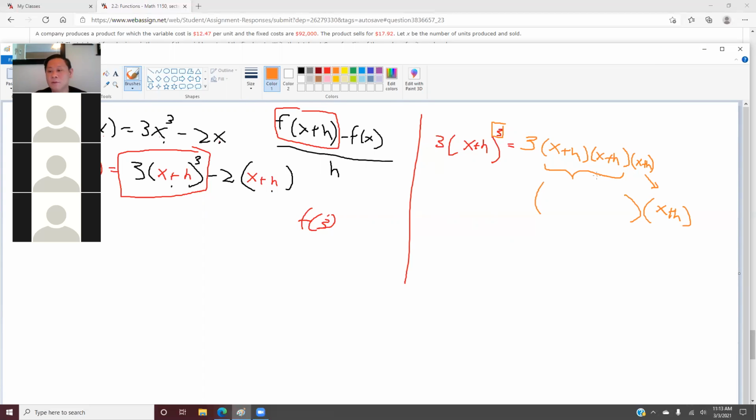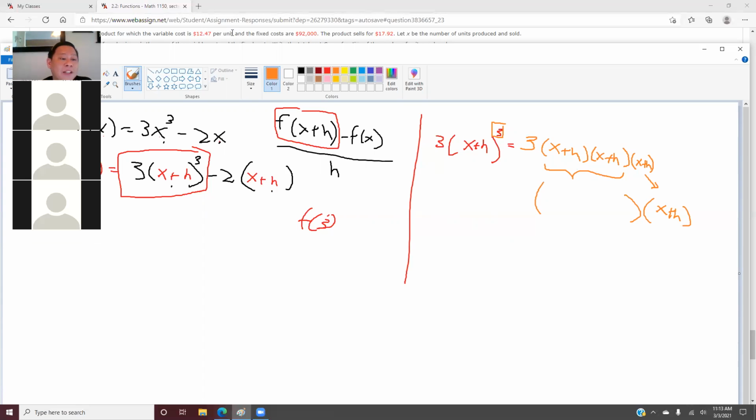You have to FOIL x plus h and x plus h. What do you get? Again, this is coming up in your midterm, but it is not in cube, it is in square. Square is easier because you don't do a lot of work here. Cube is hard. Anyone got what's the FOIL for this?